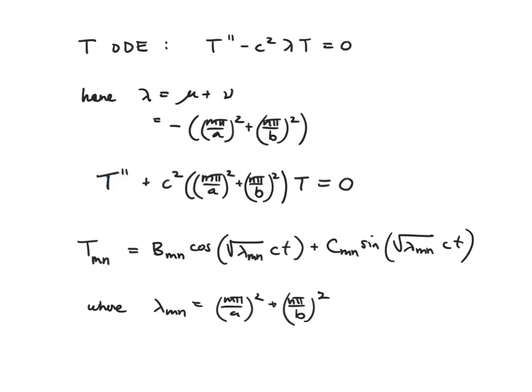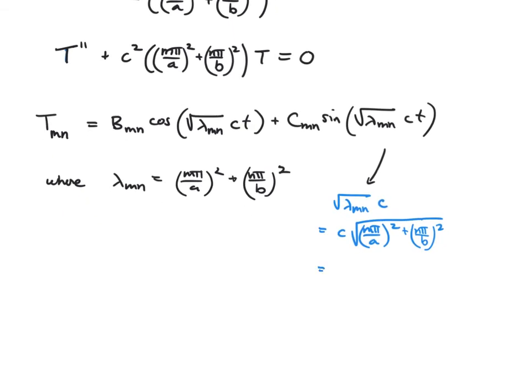Now these root lambda_mn c terms, which are equal to c times the root of (m pi over a) squared plus (n pi over b) squared, or c pi times the root of m squared over a squared plus n squared over b squared, are called the characteristic frequencies.